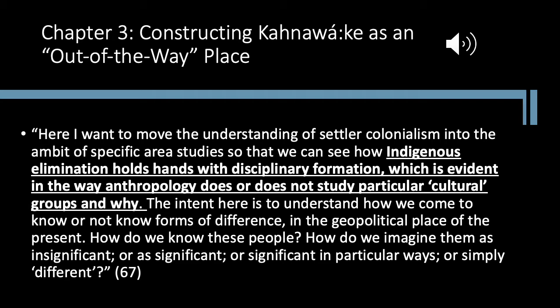What she's saying here is that she wants to think about how anthropology, quote unquote, holds hands with colonialism. That's a lovely quote. And how this kind of practice of holding hands has situated anthropology and the object of anthropological study. In other words, culture.